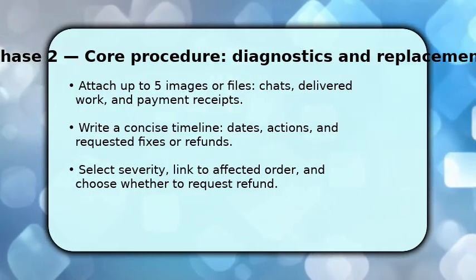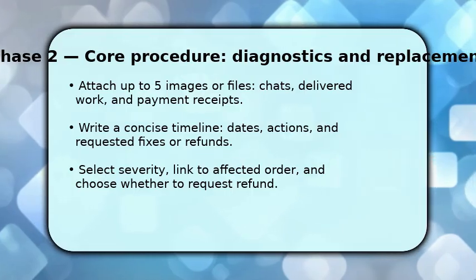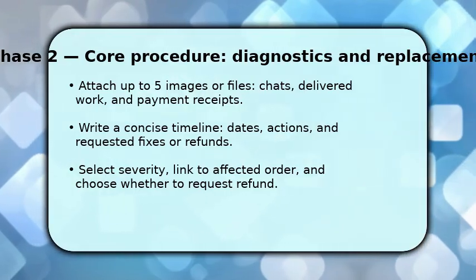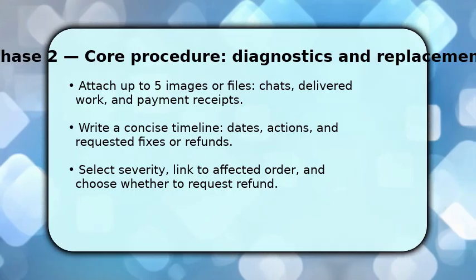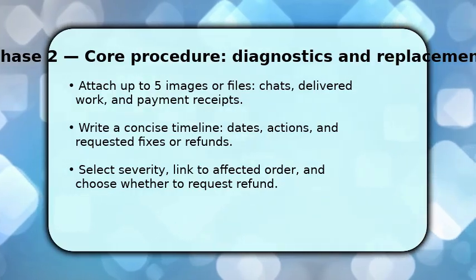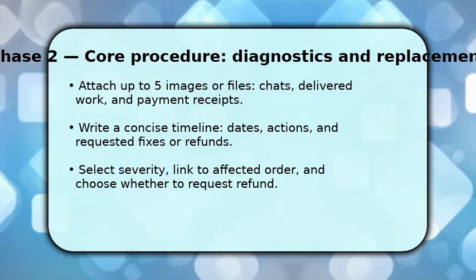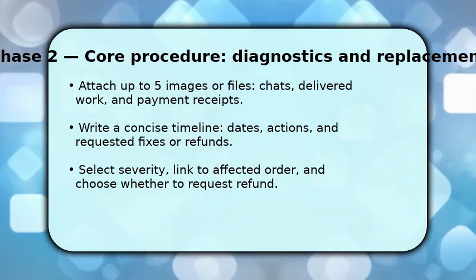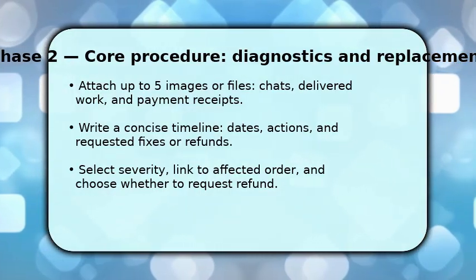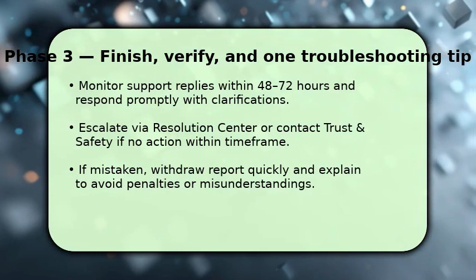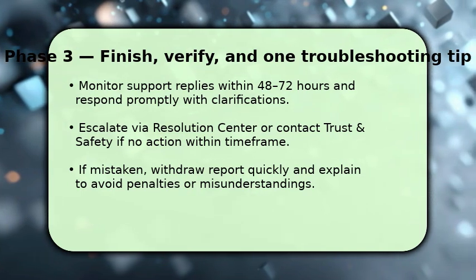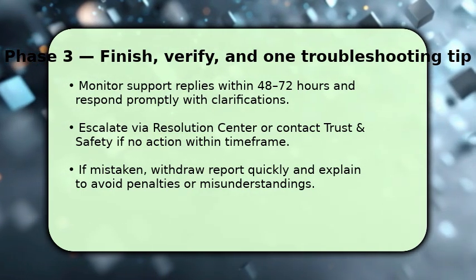Label each item briefly. Choose severity and whether you want a refund or dispute escalation, because that determines next steps by support. After filling fields, review for clarity, then submit. Fiverr queues the case to their trust team for assessment and potential action. Finally, monitor Fiverr support for a 48 to 72-hour response window and reply quickly when they ask for clarification.